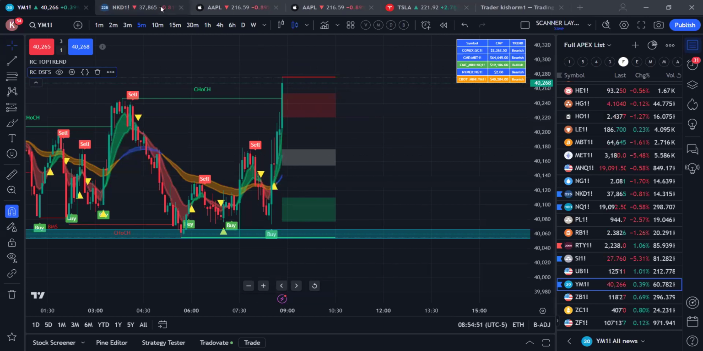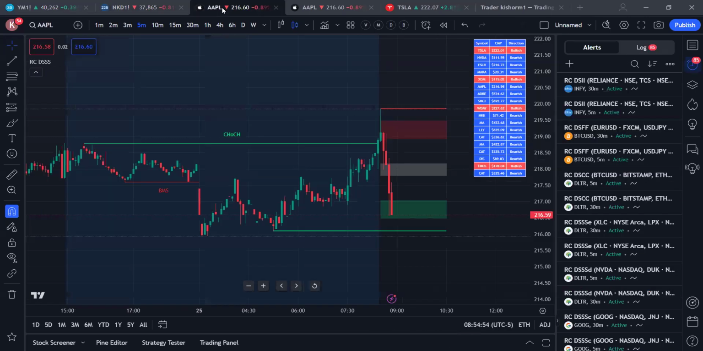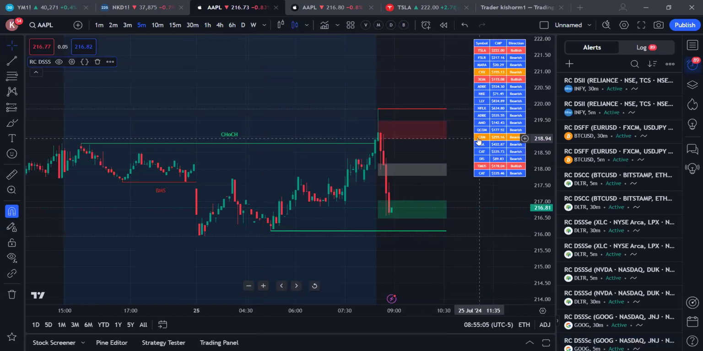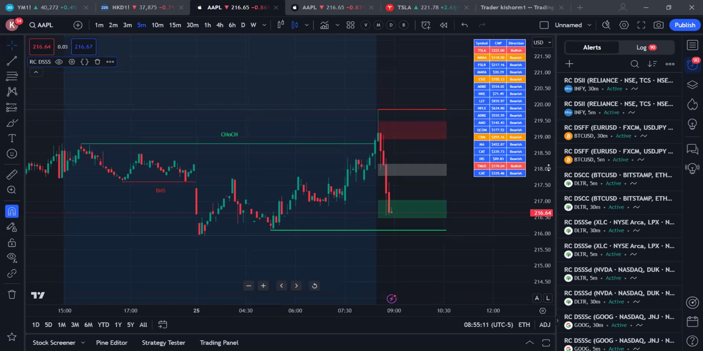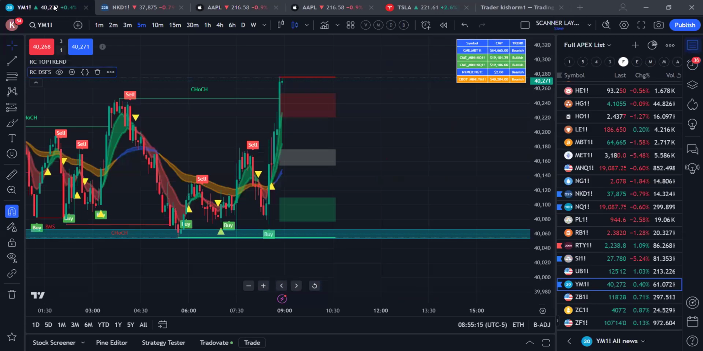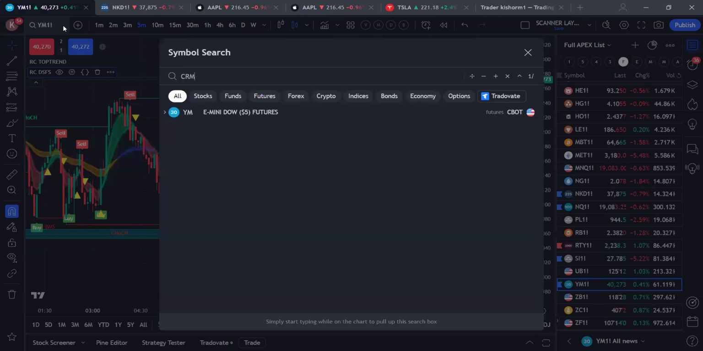In the same way, right? For example, here you have different stocks like Tesla, Nvidia, Meta, Google, right? For example, it is telling that CRM is bearish, orange color. CVX is bearish, mRNA is bearish. So we can go to that, or we can go here and we can put, let us put CRM.